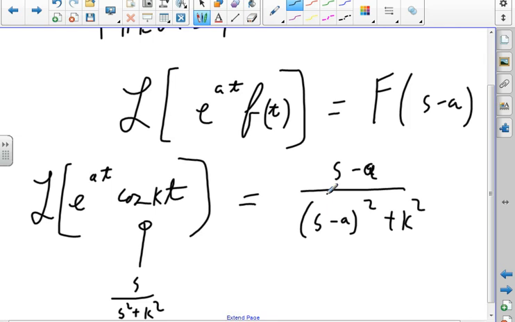Using that theorem on page 290, we see exactly what I just did, and then we see the one for the cosine, and we see another one. That ends the theorems, and now we can start working problems.